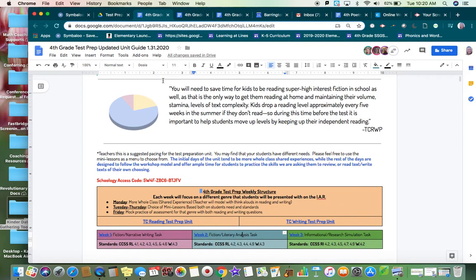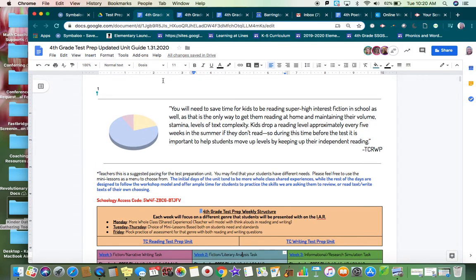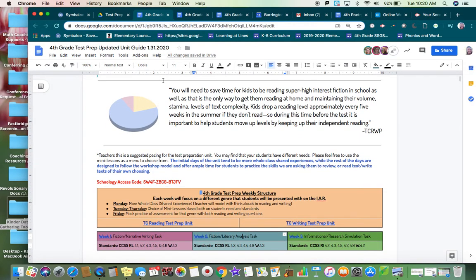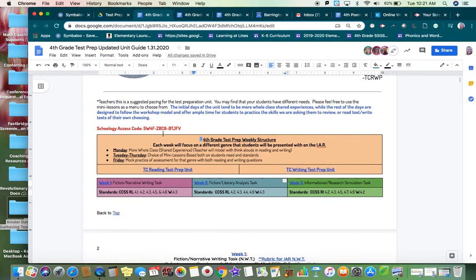You'll notice here it has a nice reminder at the top from Teachers College to say that we know students regress during that summer time because they're not reading as much, and every 5 weeks they can drop approximately 1 reading level. So similarly with our test prep unit, we wouldn't want students to just abandon independent reading and possibly drop a reading level here as well. So just to keep that going during this unit, there is time for that workshop model as well.